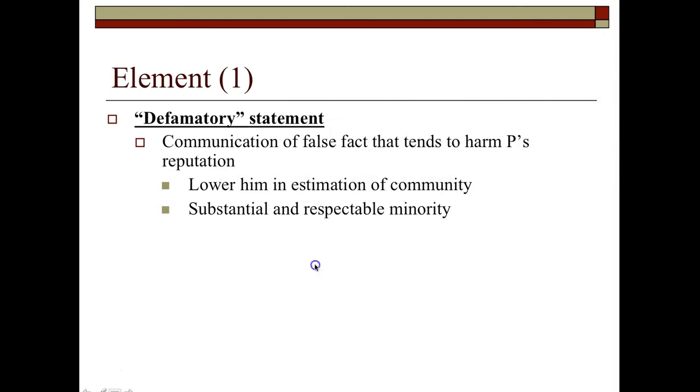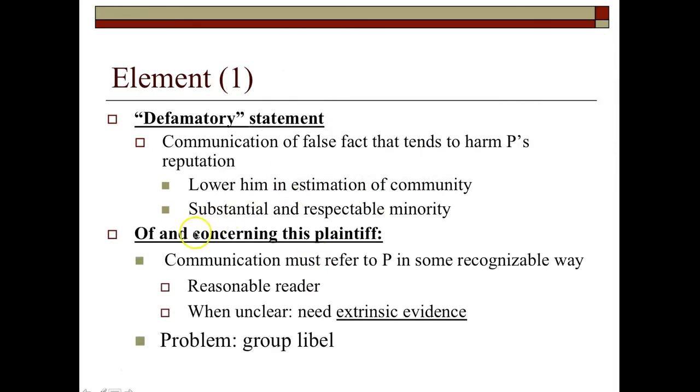The second thing the first element requires is that the statement be about the plaintiff. We use a reasonable reader test to ask if the reasonable reader would realize it was referring to the plaintiff. The plaintiff can introduce evidence to try and convince the jury that the statement is about them. The problem you'll see here is group libel.